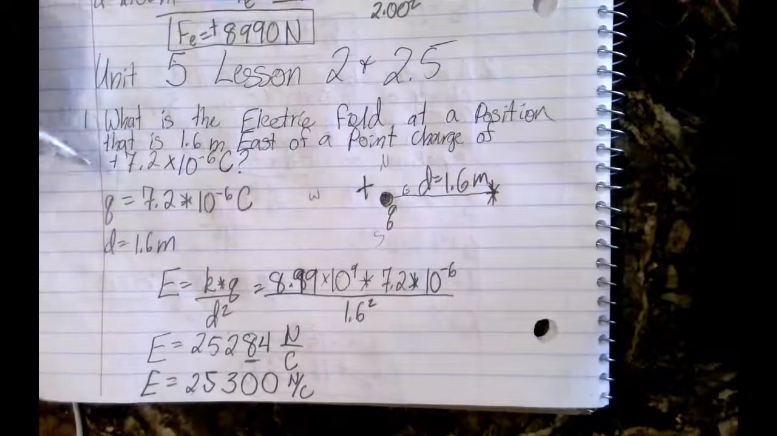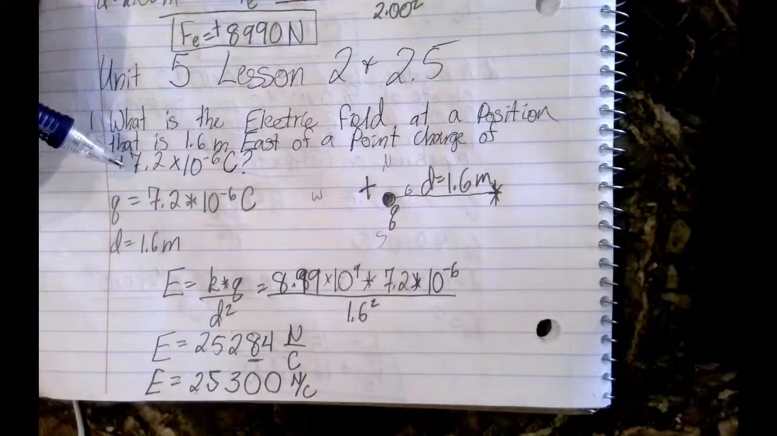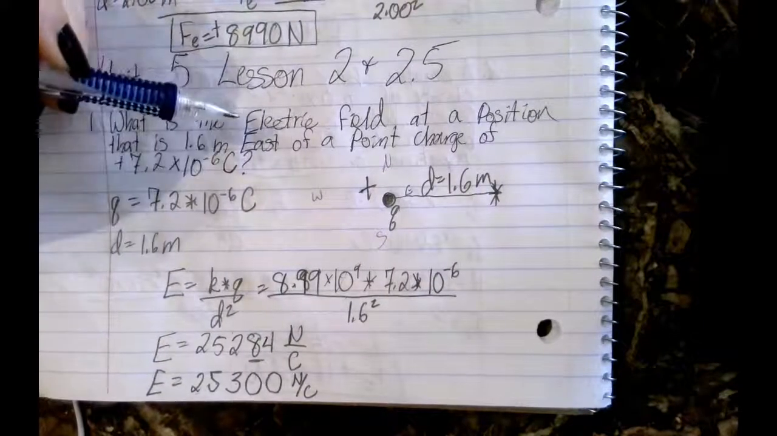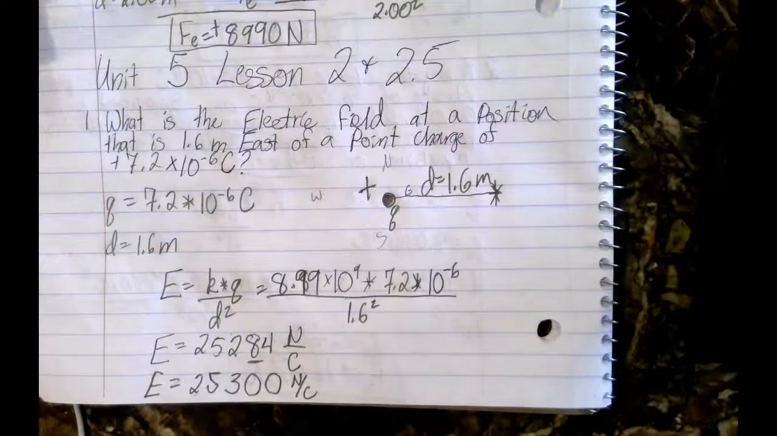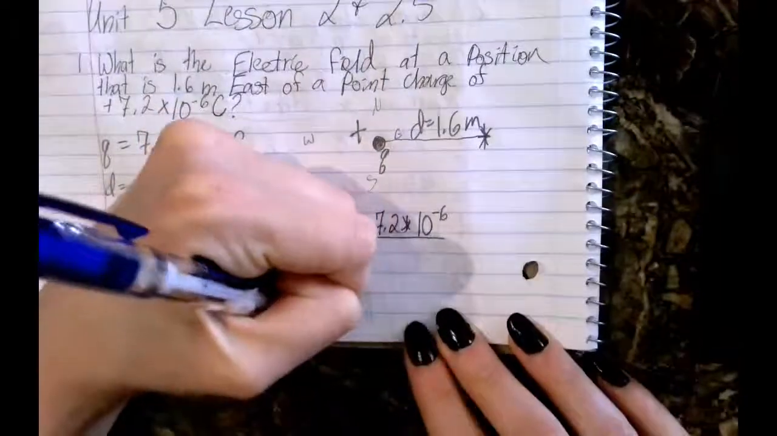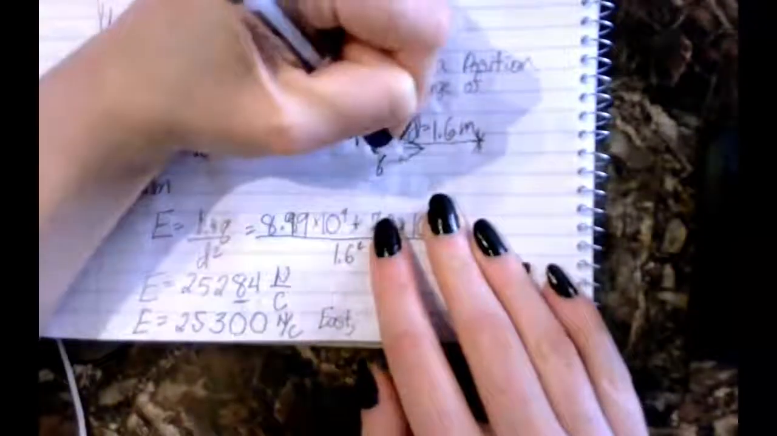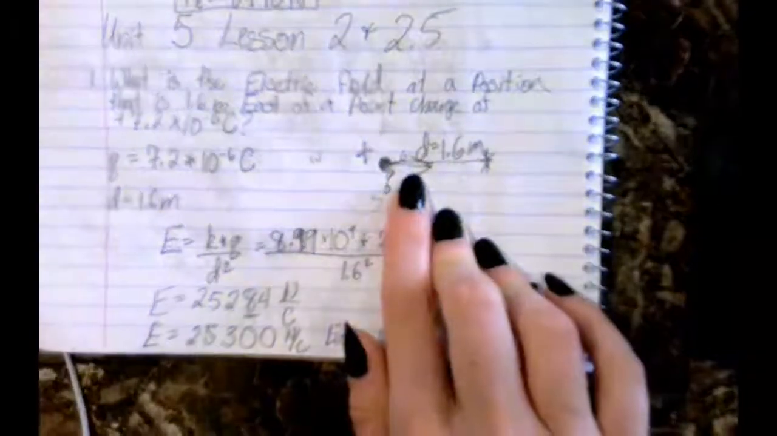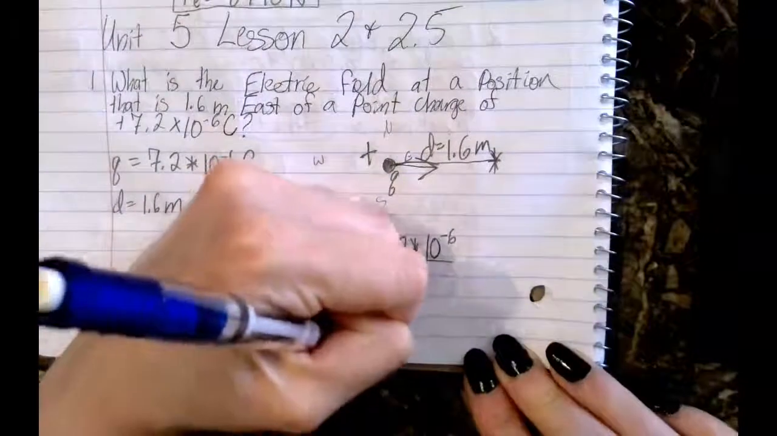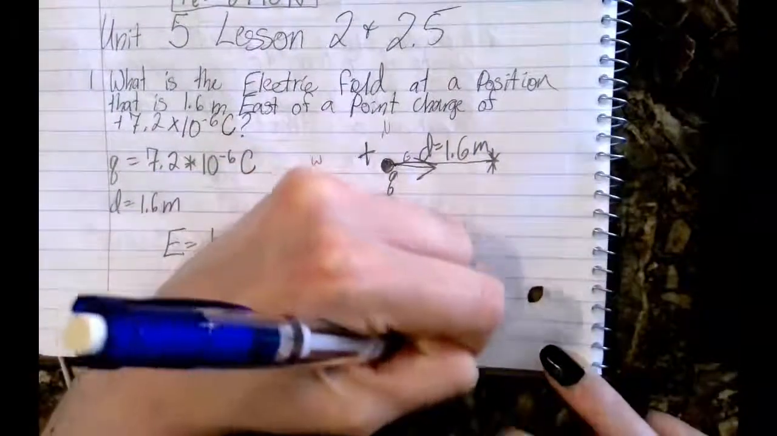The last thing we need to think about is the direction the electric field is pointing. So, if I have a positive charge, what direction does the electric field point? Towards the charge or away from the charge? It points away from the charge. So, you could have said to the east, because it's moving away from the charge, right? You could have said to the right, because that's the direction. Or you could have just said away from charge.